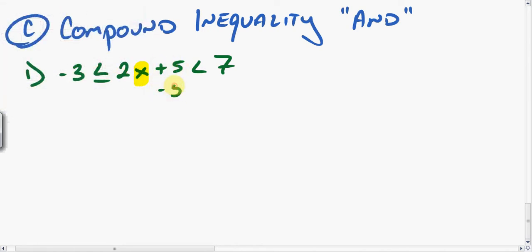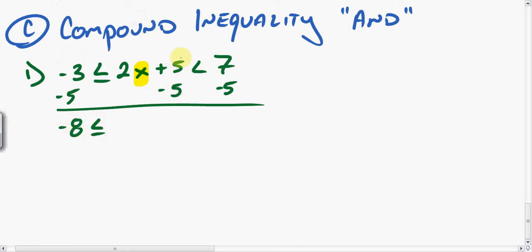So I'm going to subtract 5 from the middle portion, and I'm also going to subtract 5 from the 7. And remember, that's one inequality. But 2x plus 5 is part of two inequalities, so I also need to subtract 5 from that other side as well. So when you have an AND inequality, you're going to subtract that number in 3 locations. So -3 minus 5 is -8, is less than or equal to 5 minus 5 is 0, so that cancels, so I'm just left with 2x, which is less than 7 minus 5 gives me 2.